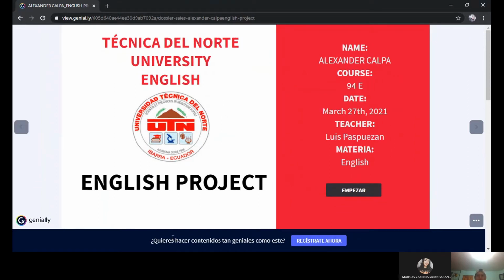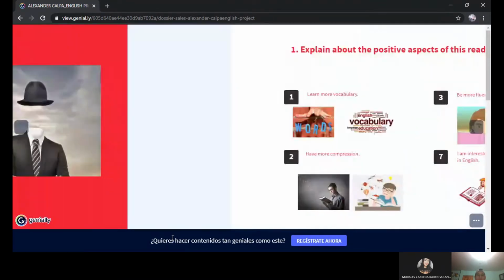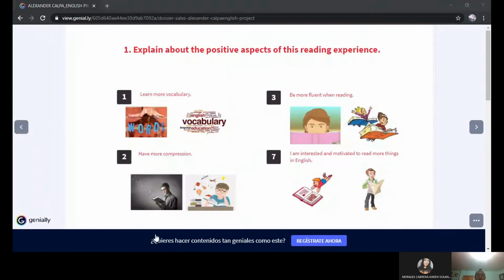A positive aspect. One, explain about the positive aspect of this reading experience.